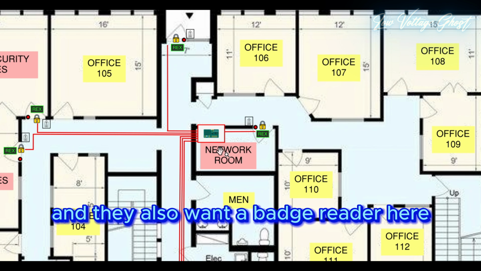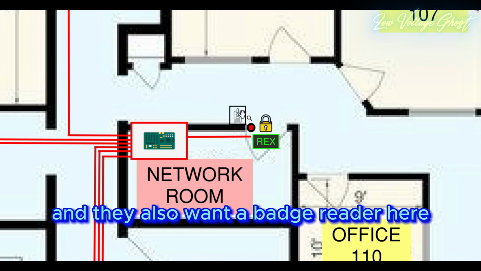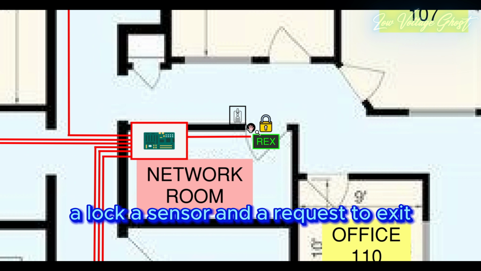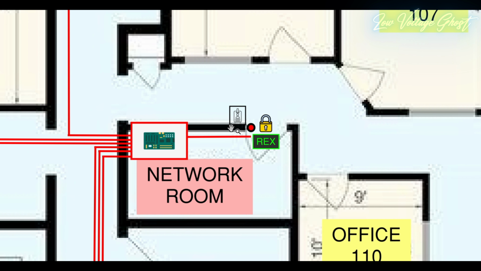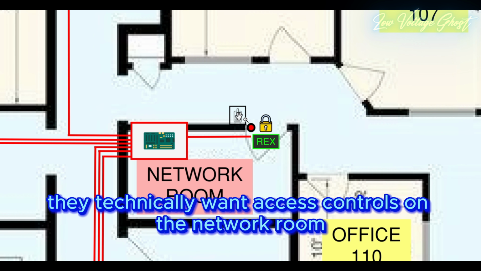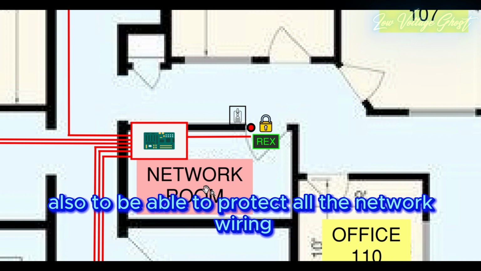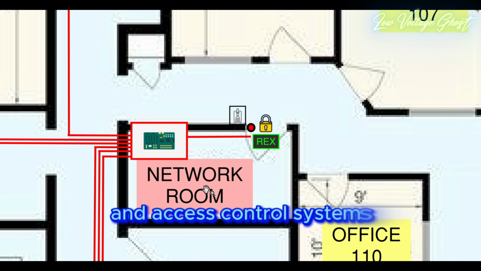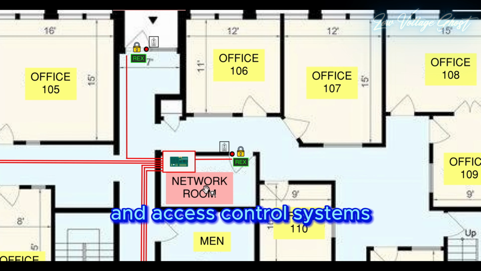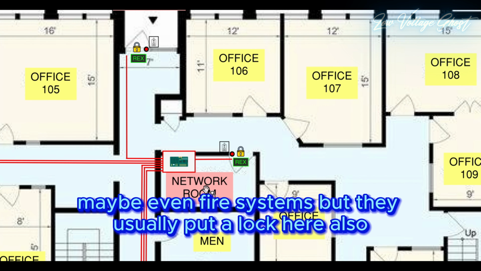And they also want a badge reader here, a lock, a sensor, and a request to exit. They technically want access controls on the network room also, to be able to protect all the network wiring and access control systems, maybe even fire systems, but they usually put a lock here also.